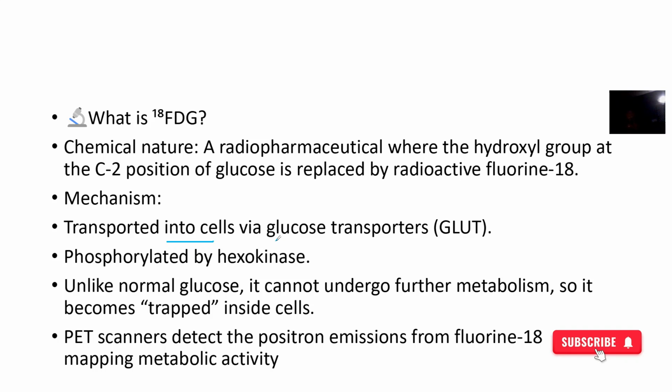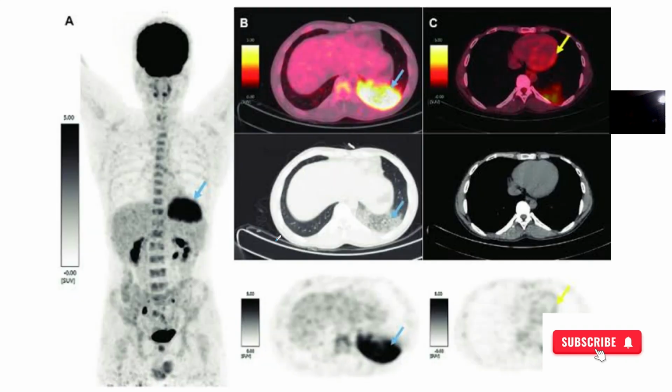The PET scanners will detect the positron emissions from fluorine-18. It will now map metabolic activity. So it will show you how bone activity is going, or maybe show areas of high inflammation. You understand that kind of thing.